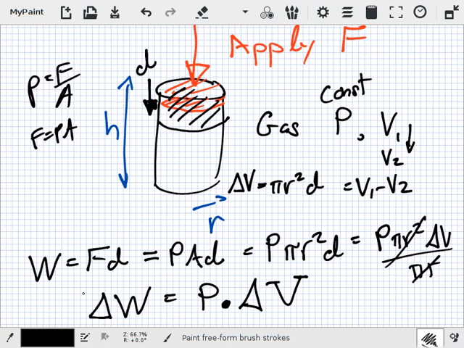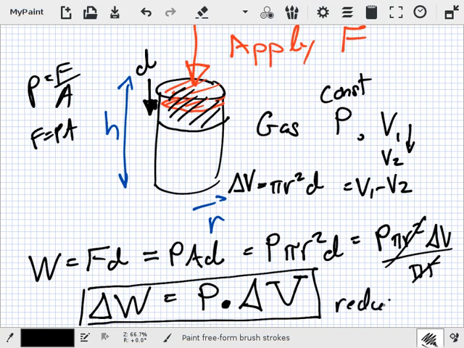Okay. So the work done is the pressure times the change in the volume. This is if you reduce the volume a little bit. So not as difficult as the last proof. If you can write this down, please. Yeah, go ahead.